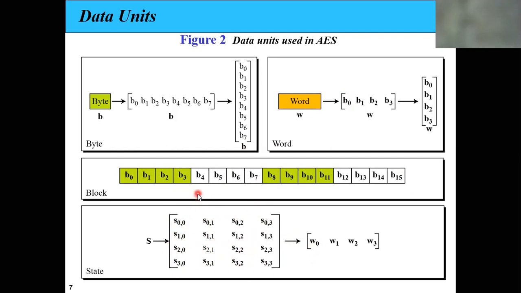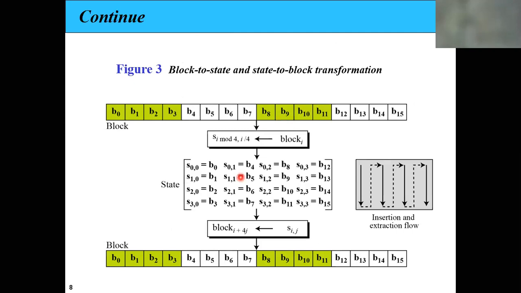So in that case, let me define state. What does state mean? If you can convert a block to a state like this one, you just place B0, B1, B2, B3, B4, B5, B6, B7. So you convert this block into a state.